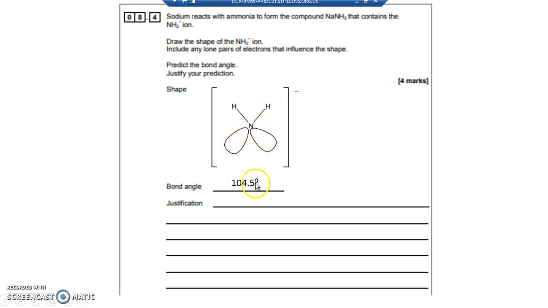What's the justification for it coming down to 104.5? Well, you need to talk about the electron pair repulsion theory. You need to say that electrons repel. Electron pairs repel and go as far apart as possible. That's the first part. And then you talk about the fact that lone pair repulsion is bigger than lone pair bonding pair repulsion, which in turn is bigger than bonding pair repulsion. And that's all you need to say.